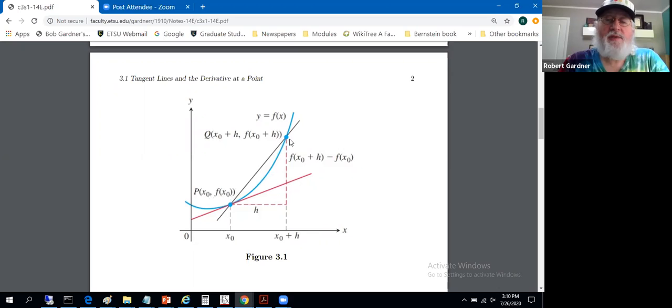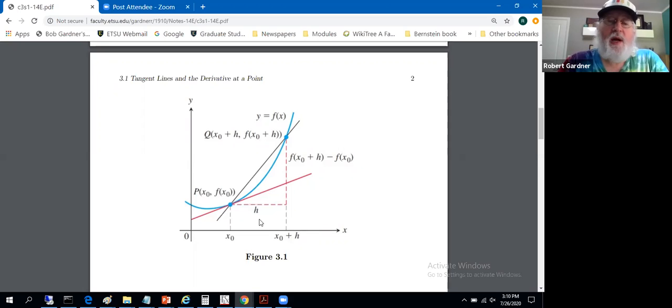The rise would be, say, f of x sub 0 plus h, this y value, minus f of x sub 0, the y value down here, the distance from here to here, technically measured along the y-axis, divided by, rise over run, the distance from here to here. And we've chosen that to be a distance of h. If you like, it's x sub 0 plus h minus x sub 0, which simplifies down to h. We hinted at some of that in section 2.1.